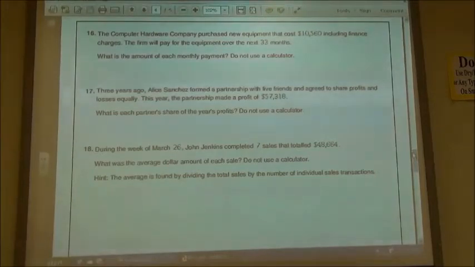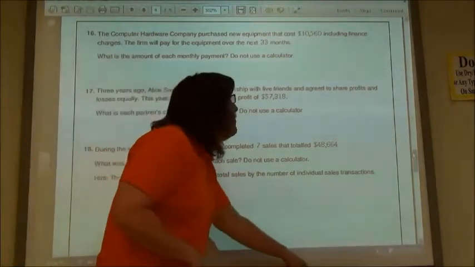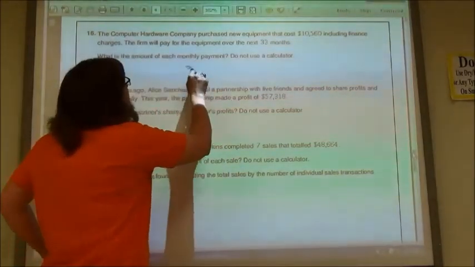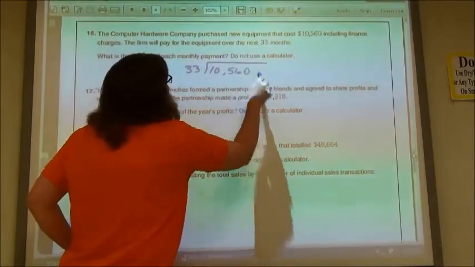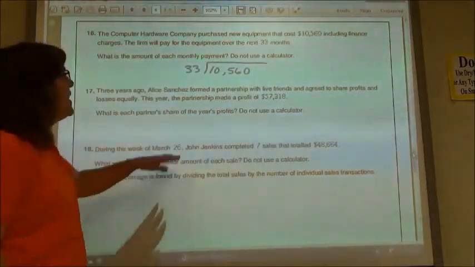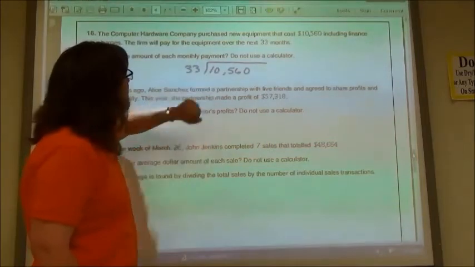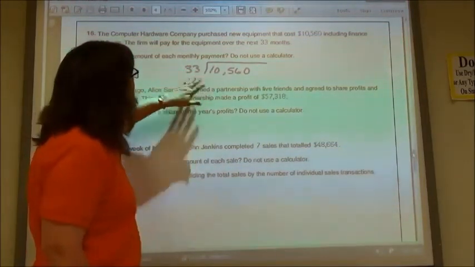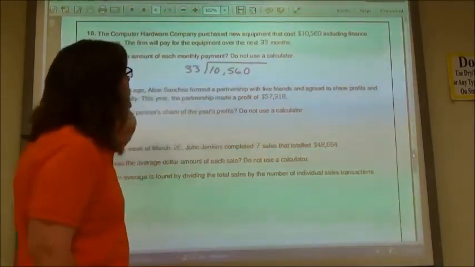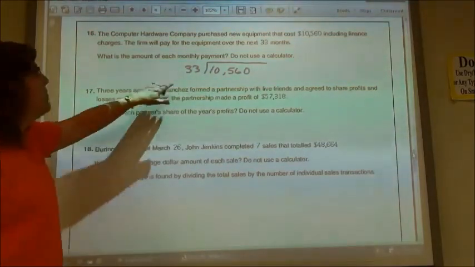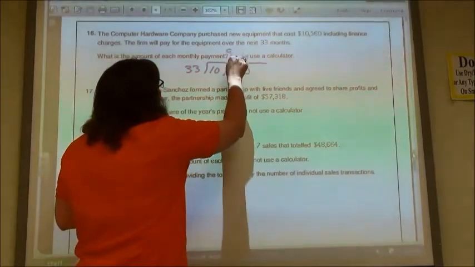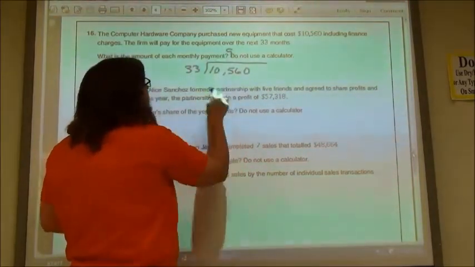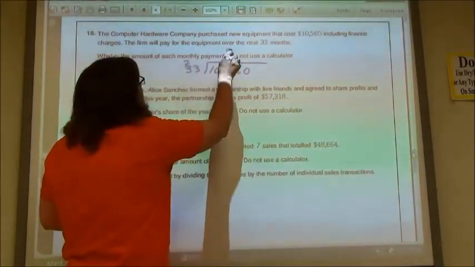So I know the total. I've got to divide it up into 33 payments. So again, I'm going to divide on this one. I'm going to make 33 payments, $10,560. So when I'm dividing, I start and say, well, 33 doesn't go into 1, 33 doesn't go into 10. How many times does 33 go into 105? So I think about 3 going into 10 9 times. And so I'm going to try the 9, and if I have to change it, I will.